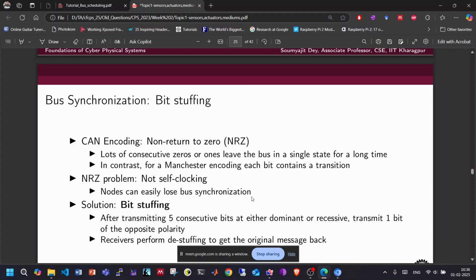Yes. Okay. So yeah, this follows non-return to zero encoding. I am guessing you all know what non-return to zero encoding is. Anyone?